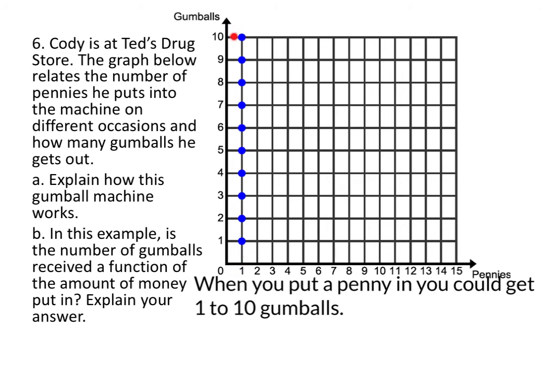Because even the people that put this gumball machine out would want to know, is it going to be 10 gumballs? It should be within a range. But if you can get the same number of gumballs each time, it makes things a little bit more predictable for us. But this one's malfunctioning, which is why this one would not be a function. So in this example, is the number of gumballs received a function of the amount of money put in? And the answer to that one is no.